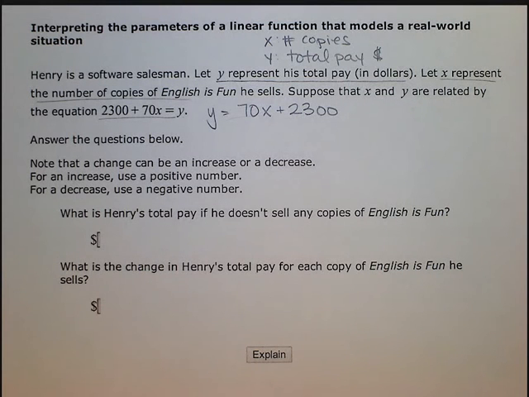Note that a change can be an increase or a decrease. For an increase, use a positive number. For a decrease, use a negative number. What is Henry's total pay if he doesn't sell any copies of English is Fun?